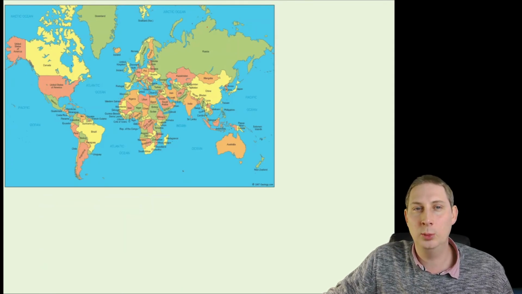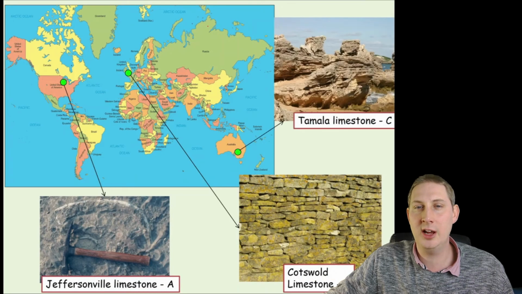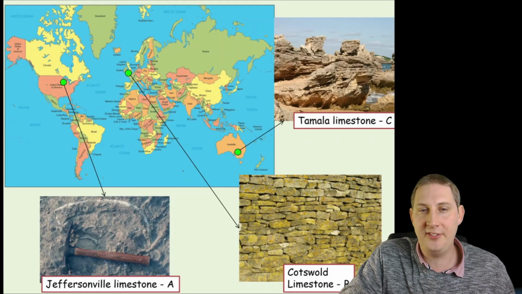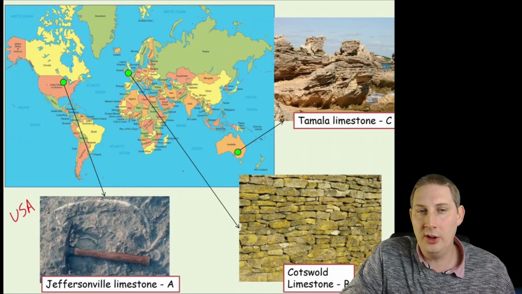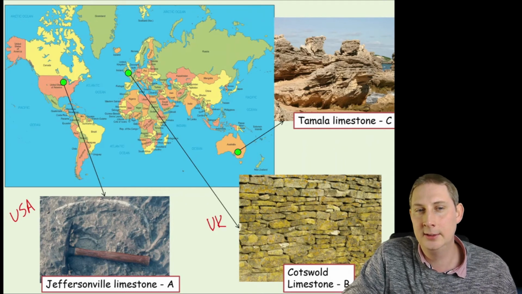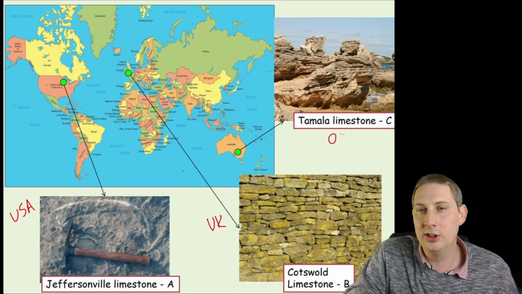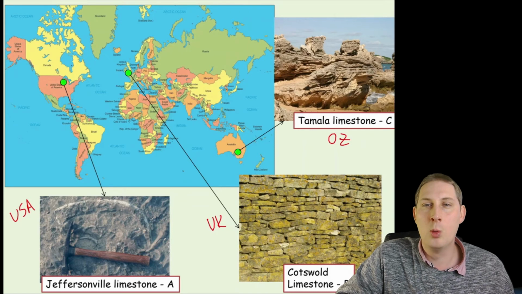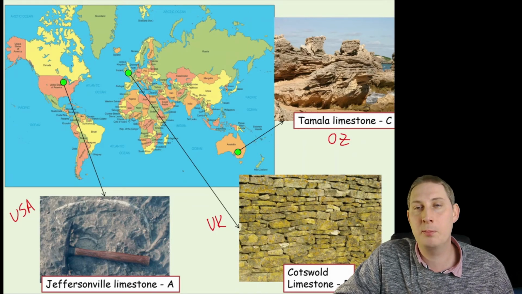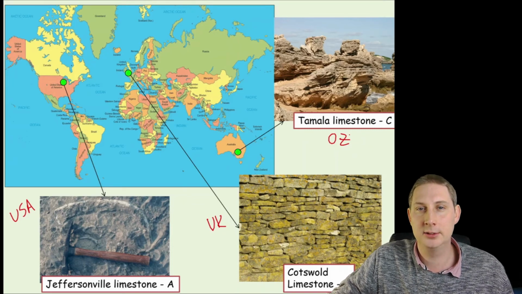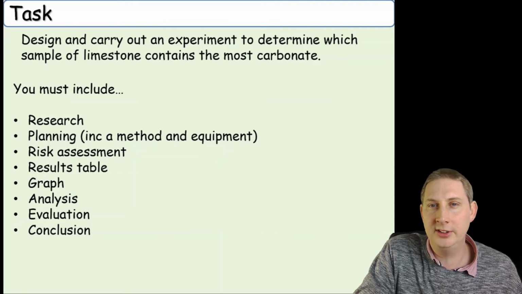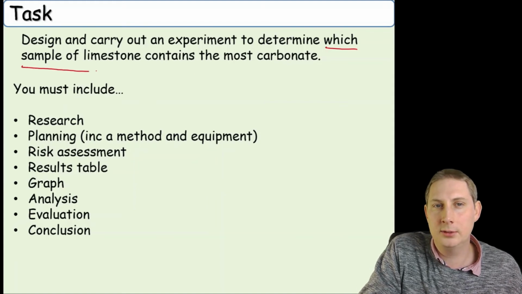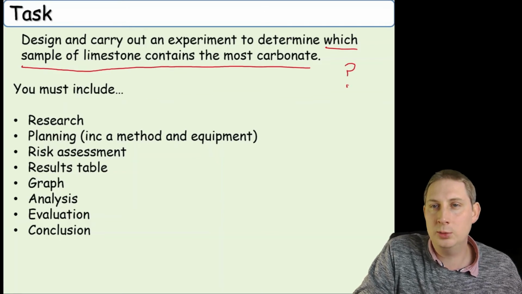So here's the practical. We've got 3 different types of limestone. We've got one that's come from Jeffersonville in the good old US of A. We've got one that comes from the Cotswolds in the good old UK. And we've got one that comes from Tamala in good old Oz. And we want to know which one contains the highest proportion of calcium carbonate. Design and carry out an experiment to determine which sample of limestone contains the most carbonate. That's what you are going to investigate.